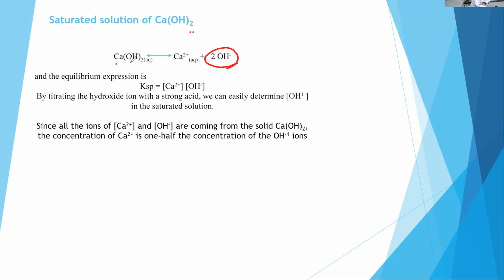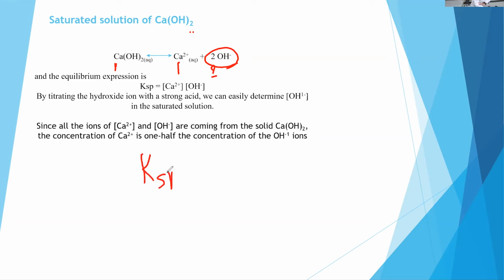This reaction is at equilibrium, okay? Because it's at equilibrium and the only source of hydroxide ion is calcium hydroxide, and calcium ion also is coming from calcium hydroxide. For every 1 calcium hydroxide, we get 1 calcium ion and 2 hydroxide ion. So if you find the concentration of hydroxide ion, we can divide that by 2 to get the concentration of calcium ion. In other words, the concentration of calcium ion is half the concentration of hydroxide ion.